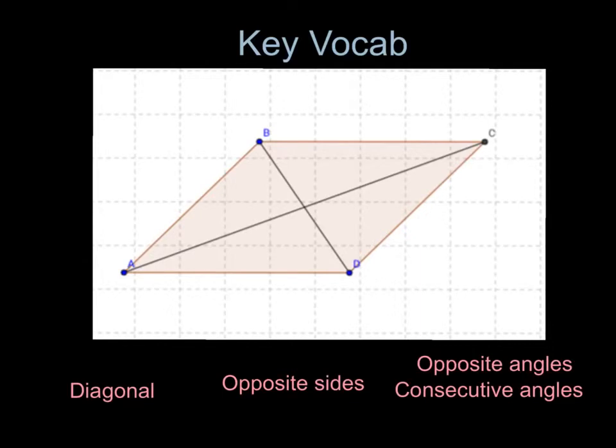We need to know what a diagonal is. A diagonal stretches from one vertex to an opposite vertex. See, going right across here.